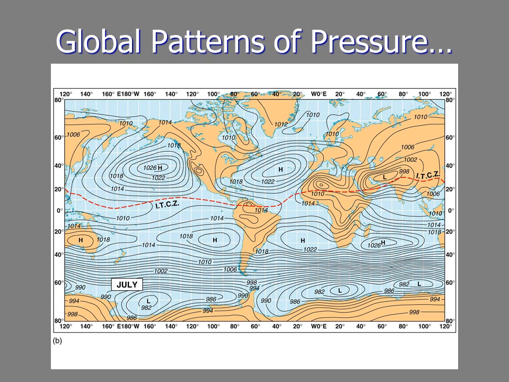Here's a map that shows you the general distribution of pressure all over the planet. You can see here we have a big band of high pressure down here around 30 degrees south latitude. We also have another high pressure up here at about 30 degrees north latitude, or in this case actually 40 degrees north latitude. There's a dominant low pressure here along this red line.